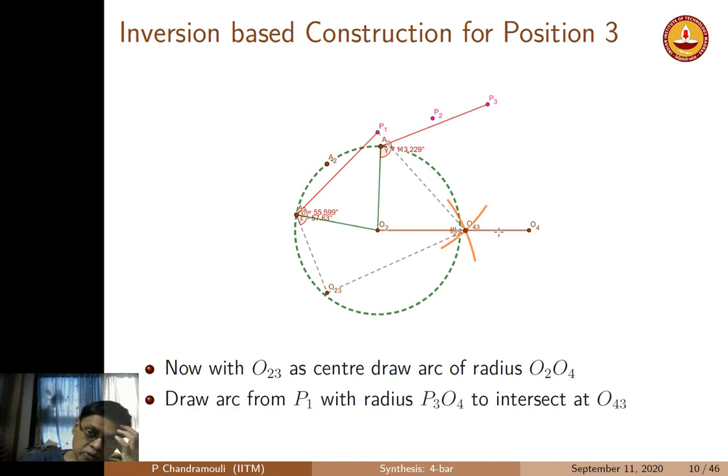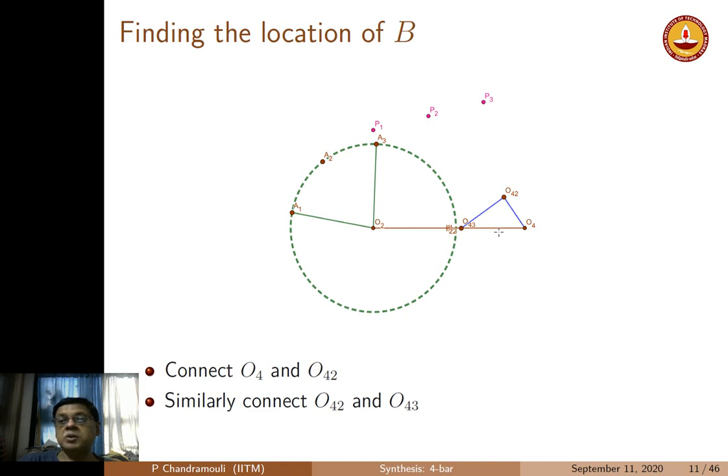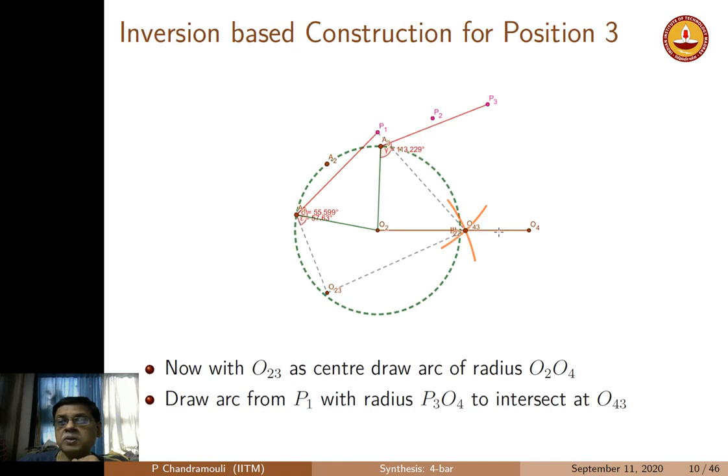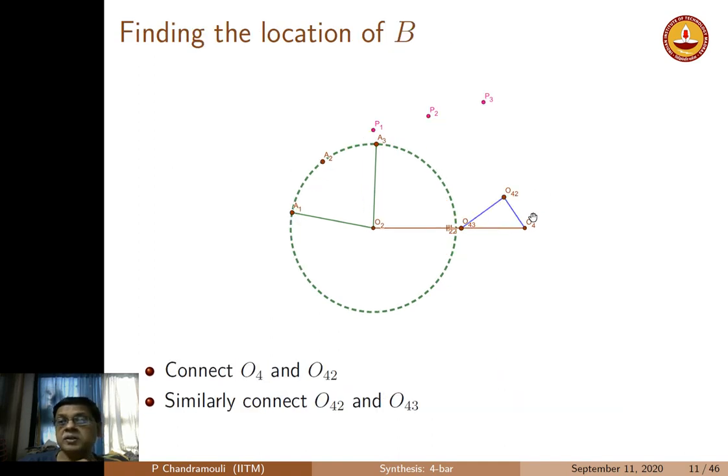So we get O43. So now, at the end of this exercise, in the inversion we have O22, O23. Similarly we have located O42 and O43. So these three positions are shown here. You can see that it intersects almost there. So O4 is O41 effectively, O42 and O43.